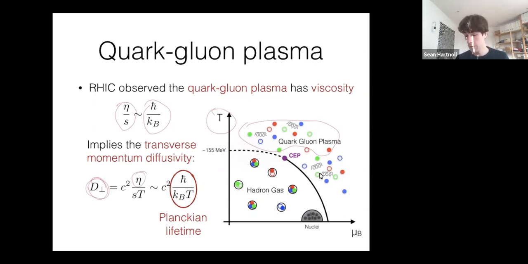In a relativistic theory, this is the formula: it's c squared times η over s. And so η over s being hbar over k_B T is the same as the diffusivity being c squared times this Planckian time. Of course, c is the characteristic velocity for a relativistic system. So we think of the diffusivity as a velocity squared times a time. Again, this is equivalent to saying there's a Planckian time in the quark-gluon plasma.